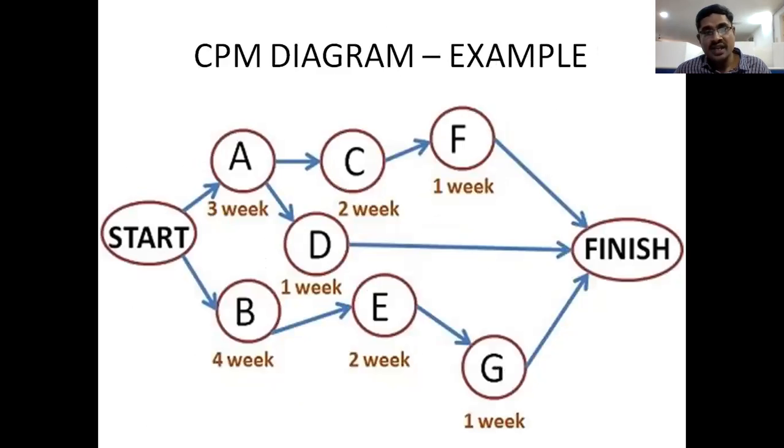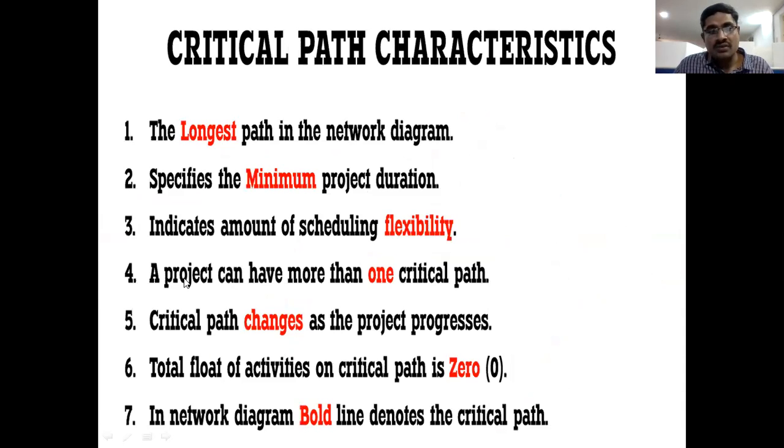So we can easily find here if any two critical paths are there, or if any three or more critical paths are there. So in this example, we have just three paths, and we have only one critical path, that is start to B, B to E, E to G, G to finish, right? So here we find out whether there is more than one critical path, if any paths are there.